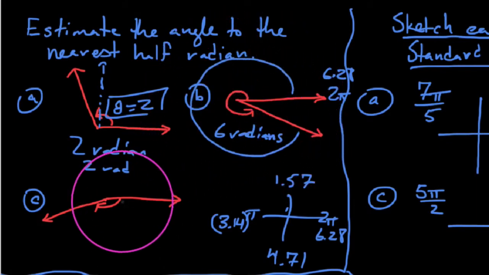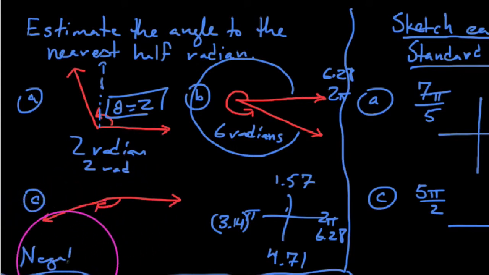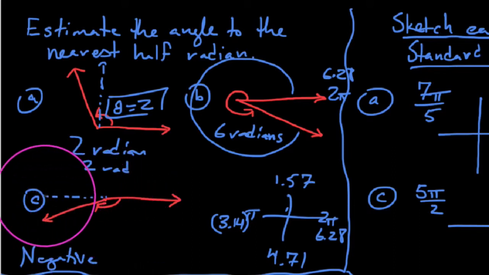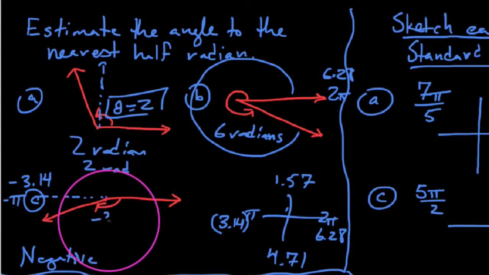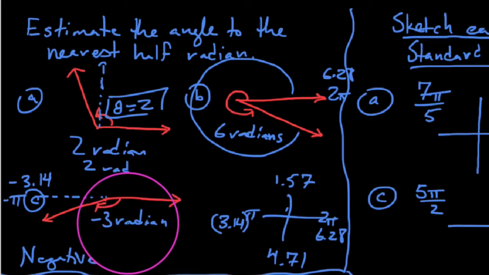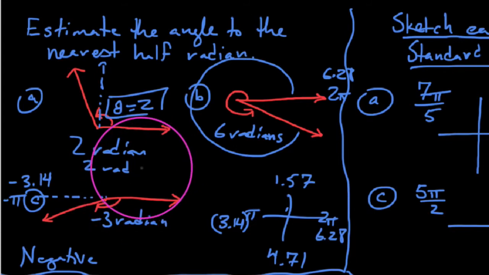Okay, and then this last one, letter C here, you'll notice that we rotated clockwise. So the first thing I want to mention is that our angle is negative. Also, I want you to notice that it is just shy of reaching negative pi. So if it's just shy of negative pi, or negative 3.14, we could say that this is approximately a negative 3 radian measurement, only because we rotated in a clockwise direction. So just be able to estimate the size of an angle measure here in radians.